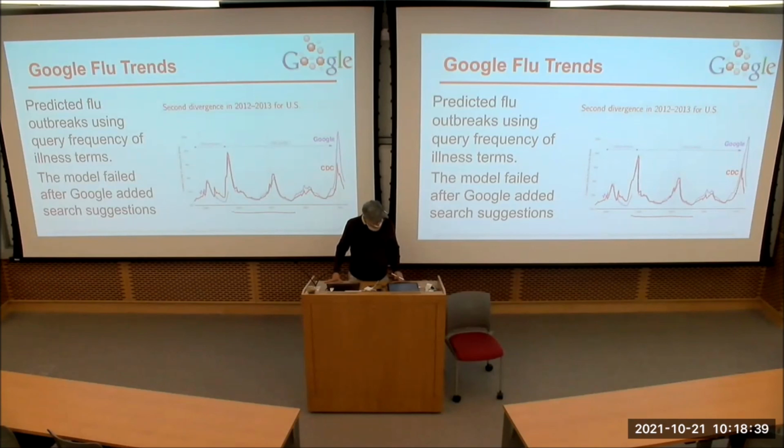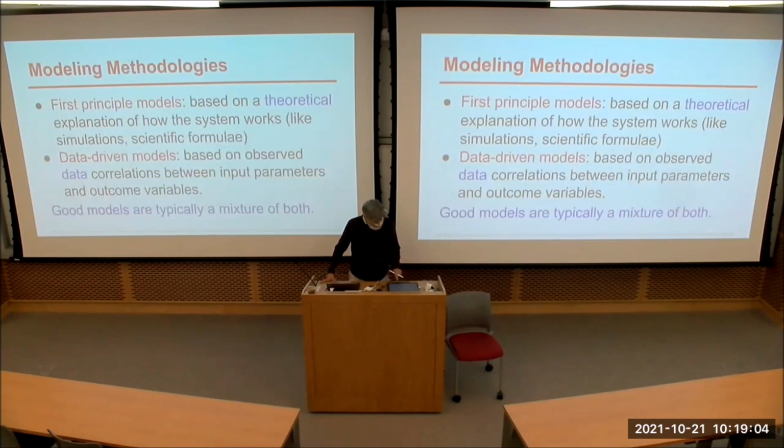Okay? So what went wrong with the Google model? Well, for one thing, they didn't recalibrate it. They didn't retrain it as the world changed. A lot of times when you have models, the world changes under you. And unless you are retraining the model, you won't see that. Okay? Any questions about that? Okay.